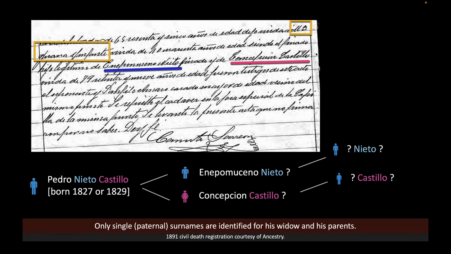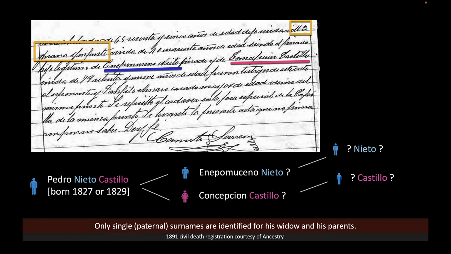her paternal surname. Underlined in blue, Pedro's father is identified as Nepomuceno Nieto, again with just a single surname, which we can infer is his paternal surname. Underlined in pink, Pedro's mother is identified as Concepcion Castillo, but again with just a single surname, which we can infer is her paternal surname.